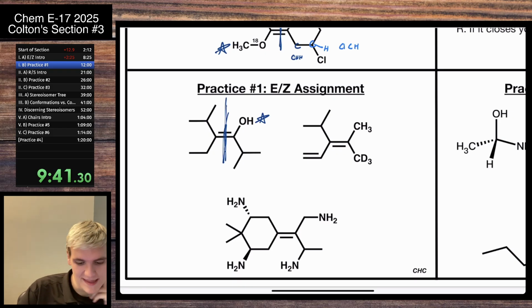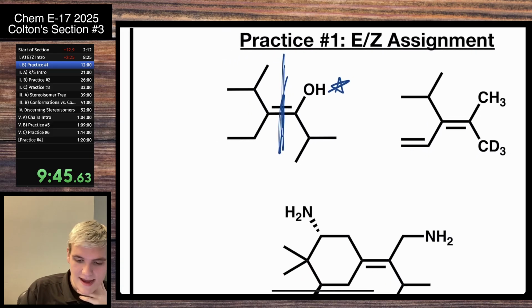So we've already split this double bond. We've already done the right side. It was just atomic number. For the left side, we are going to compare this carbon and this carbon. They're both the same atom. So we look at substituents.